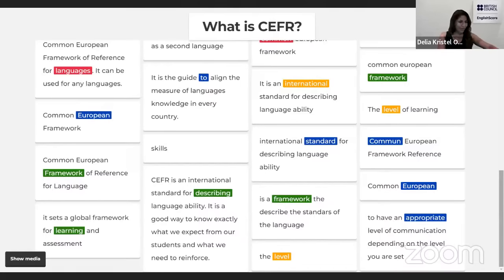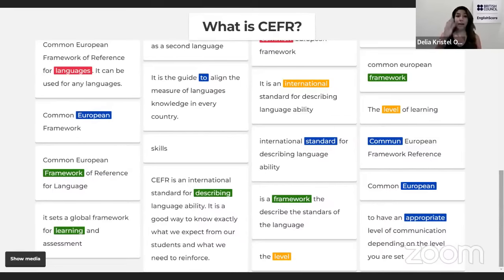So I would like to read some of the answers in the chat. It is a key instrument for establishing a European educational space in the field of modern languages. Very nice. Thank you, Margarita. That is very, very nice. This definition: to measure and grade the knowledge in common. Yes, okay. Thank you. You have been participating very actively. Thank you very much.